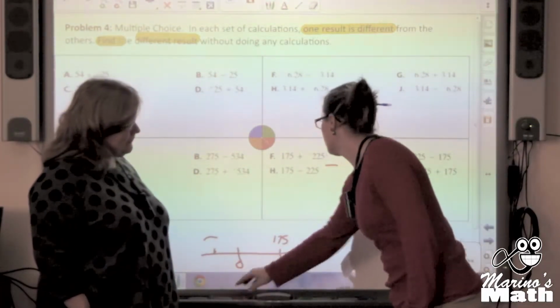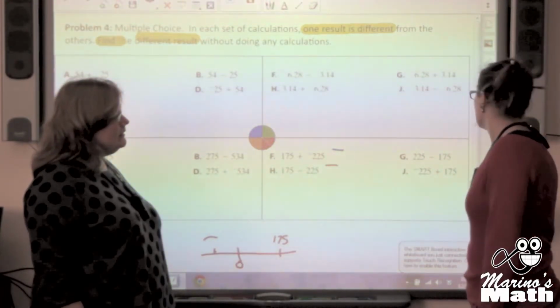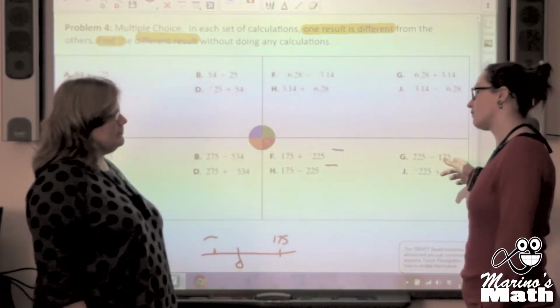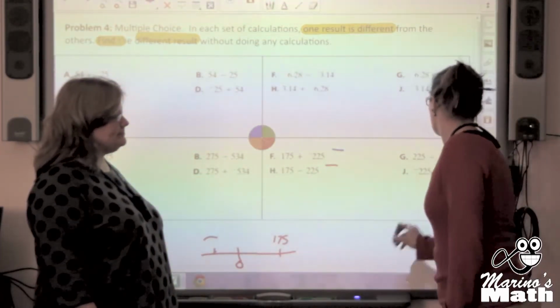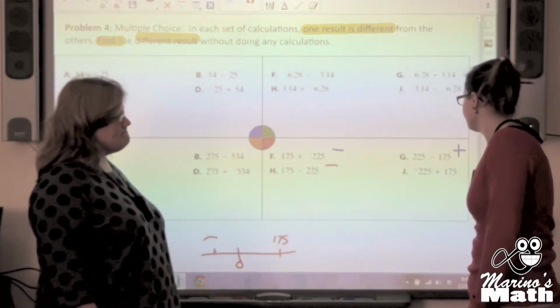If I look at G, another way to really think about integers that I like is money. So I have $225. I'm spending 175 of it. I'm still going to have money left in your wallet there. So I am going to have a positive answer. That's a good way to think of it, yeah.